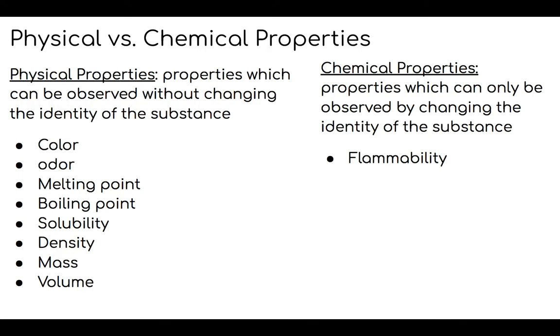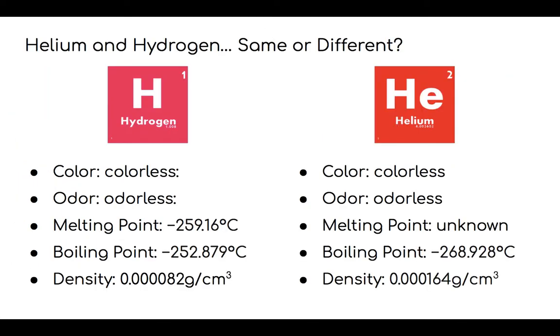The second type of property is a chemical property. Chemical properties are properties which can only be observed by changing the identity of the substance. That means in order to observe or collect data on a substance's chemical properties, I actually have to change the identity of that substance, meaning I have to turn it into something new. The only chemical property that's included in your standard, so that we will be using in this unit, is flammability.